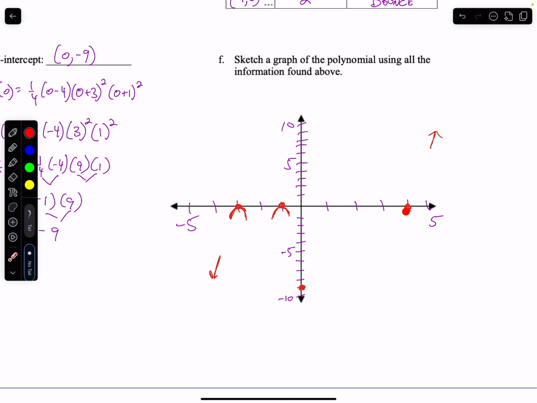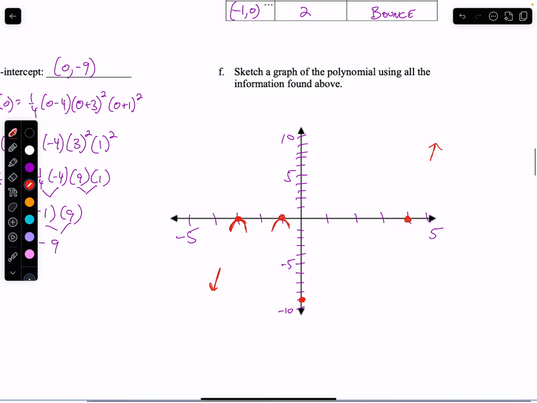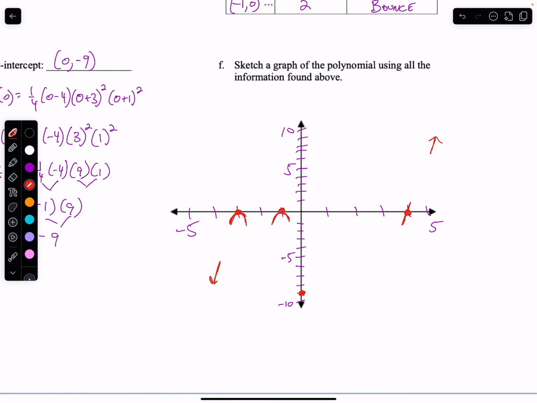And when we get to this 0 of 4, it looks like it's going to bounce. I'm sorry, it's going to cross because it's an odd multiplicity. And it's a multiplicity of 1, so it's just like a little line. It's going to do like a little mini line, not a cubic or anything. It's going to be straight as it comes through there.